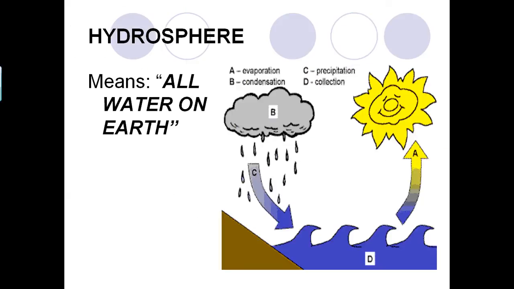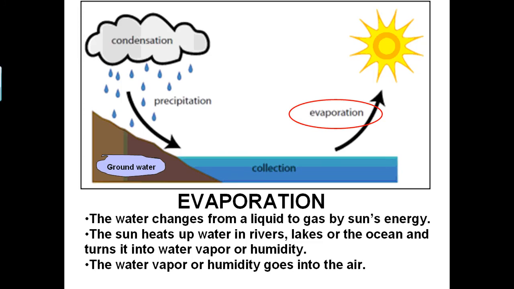Okay, the hydrosphere, like we said earlier, is just the movement of water through the water cycle. So this is water all over Earth. The first stage in our water cycle or hydrosphere is evaporation. The water changes from a liquid to a gas by the sun's energy. So the sun heats the water, causes the water to evaporate. The sun heats up water in rivers, lakes, or the ocean and turns it into water vapor or humidity. The water vapor or humidity goes into the air.